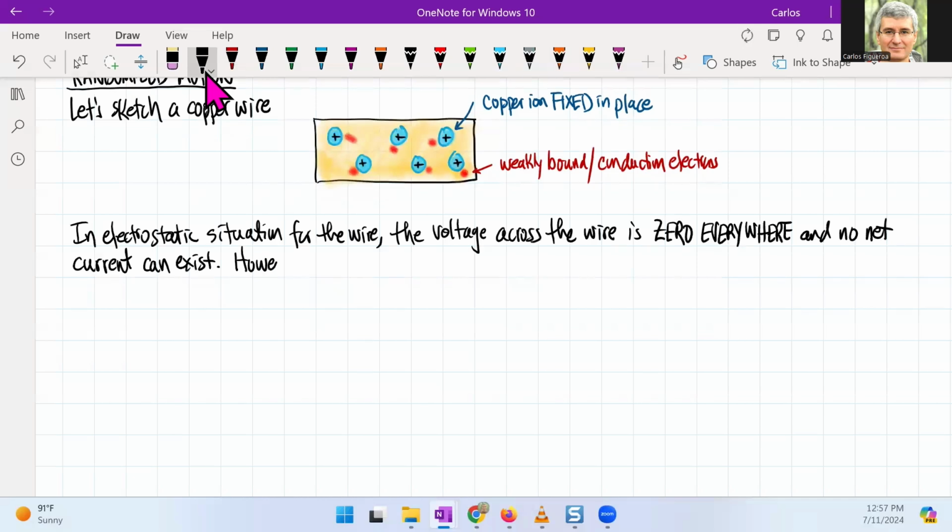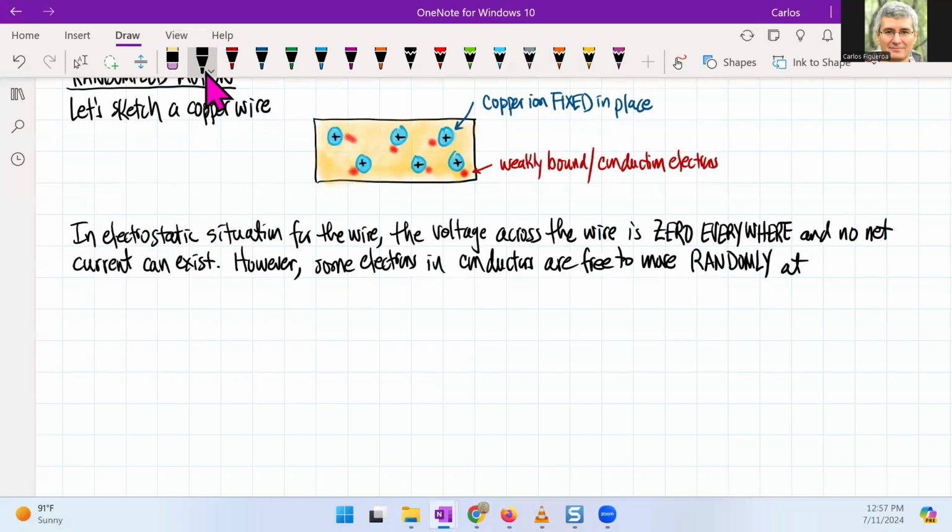However, some electrons in conductors are free to move randomly at extremely high speeds. Now, these speeds are high.